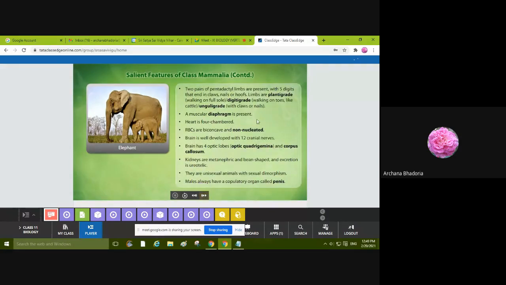Then a muscular diaphragm is present. So what is the diaphragm doing? It is separating your body into two parts: the upper thorax and the lower abdomen. Very good.